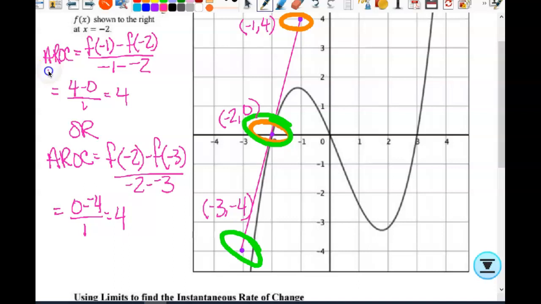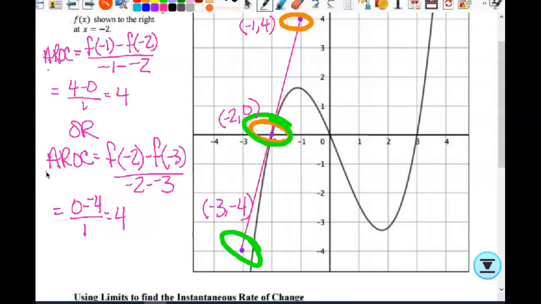So on this first one, I use the orange point and -2, 0. On this one, I use the green point and -2, 0. We also could have used the orange point and the green point, but either way, we should have all gotten 4. You didn't have to do it twice, so just one way, right? Okay, we all good on that? We all good with the notation?